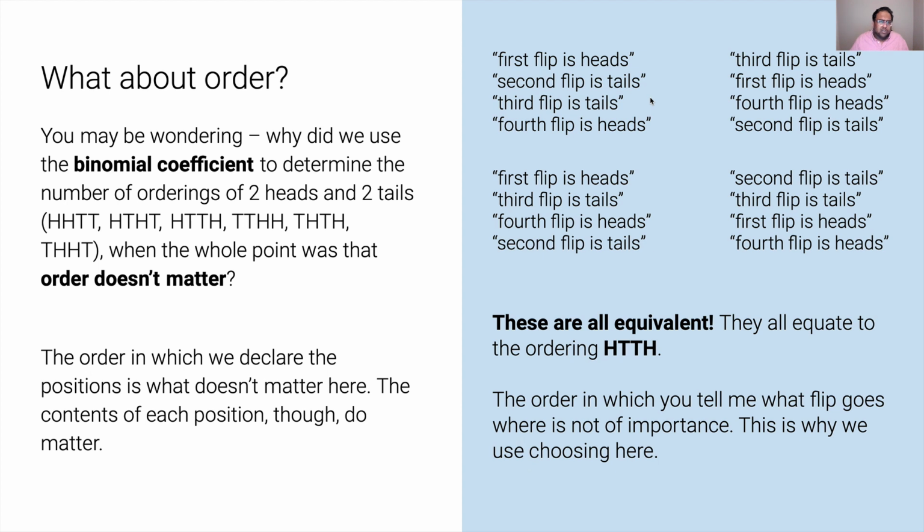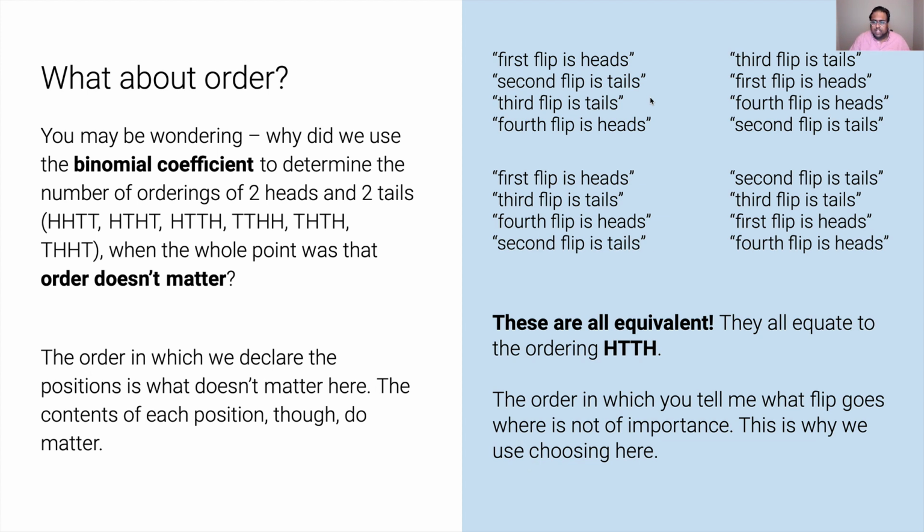So now you may be wondering, well, I thought you told me that the binomial coefficient is for when order doesn't matter. How are we able to just use it to determine the number of orderings of 2 heads and 2 tails when the whole point was that order doesn't matter? And the important thing to realize here is that the order in which we declare the positions is what doesn't matter. The contents of each position does matter.